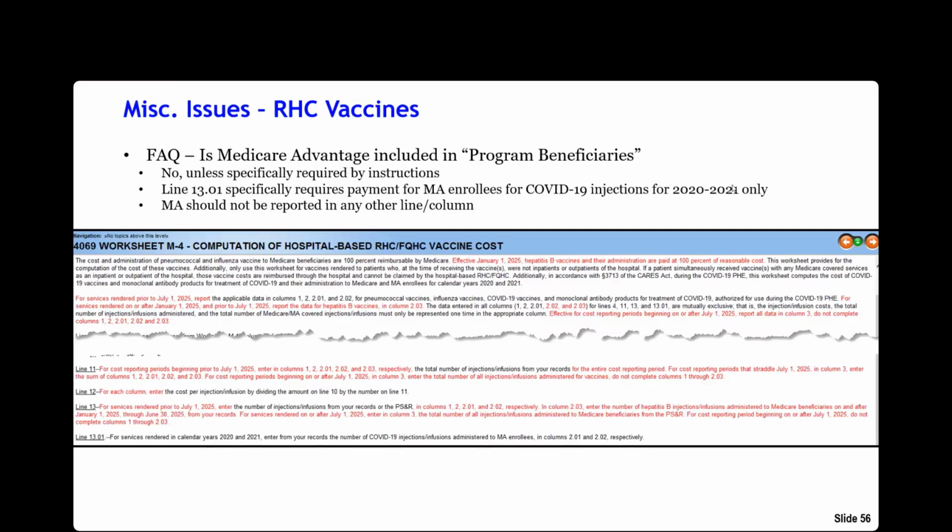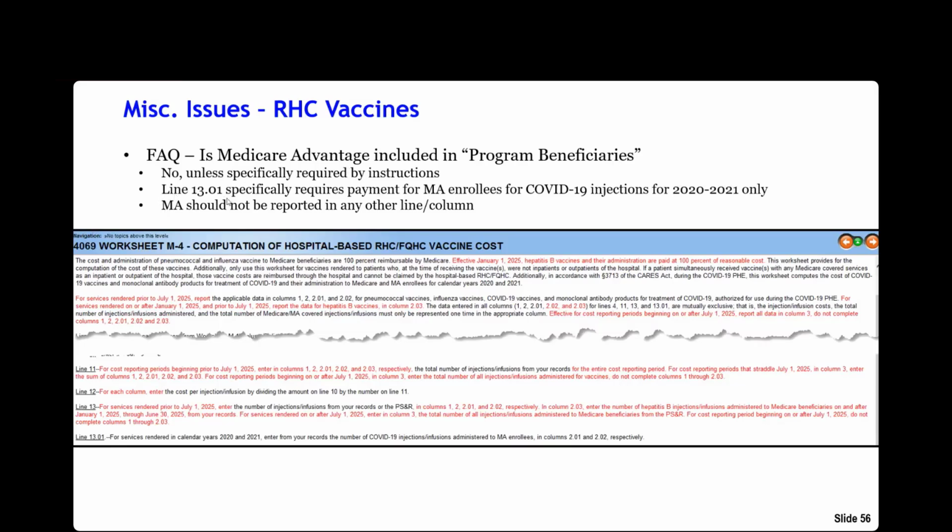So the first question we've had pretty recently is, is Medicare Advantage included in that program beneficiary's term? The general answer across the board, whether we're talking about bad debts, whether we're talking about GME, IME, organ, anything, the general answer is no, unless there's a specific inclusion in the instructions. There might not always be a specific exclusion, but it's a general no unless it's included in the instructions.